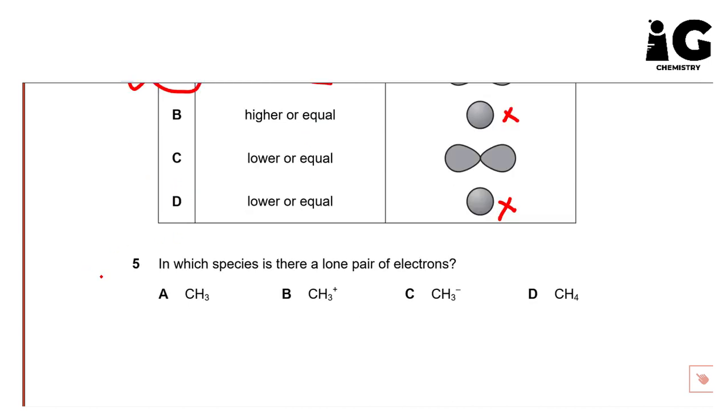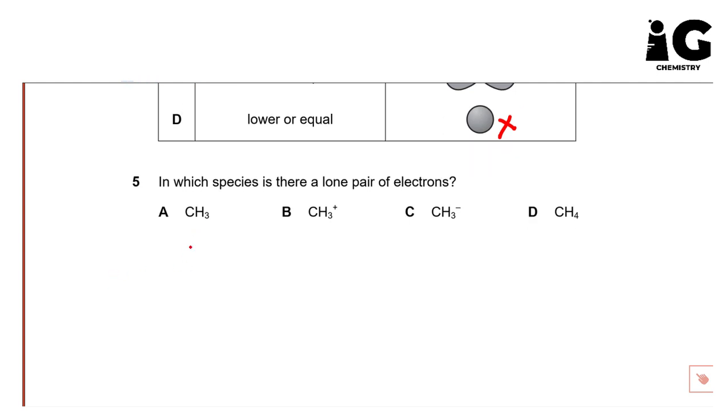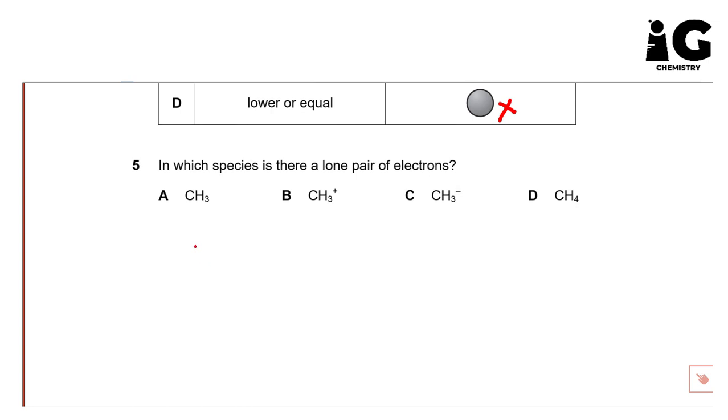Then here we have: in which species is there a lone pair of electrons. This question also is really important, guys, to take care. So CH3, you know carbon atom has 4 outermost electrons. So 1, 2, 3 with H's. And here we have a single electron. So actually this is not a lone pair, this is a single electron. So this is not correct, this is wrong. What about the second one? CH3 plus, plus means this is C also, 1, 2, 3, okay, with H's.